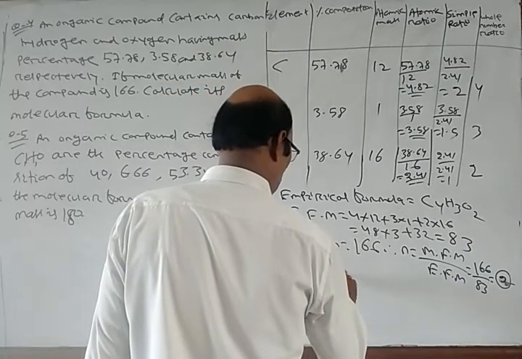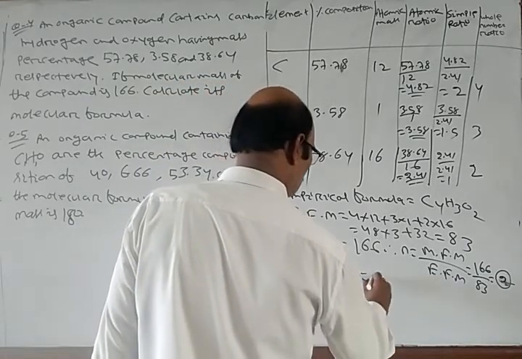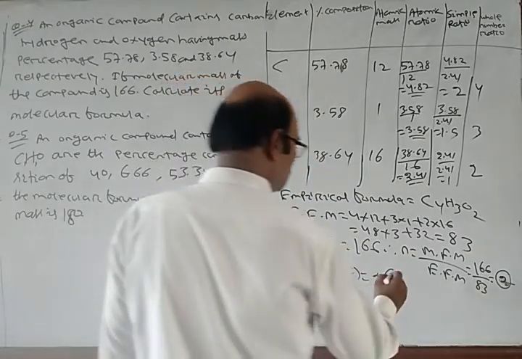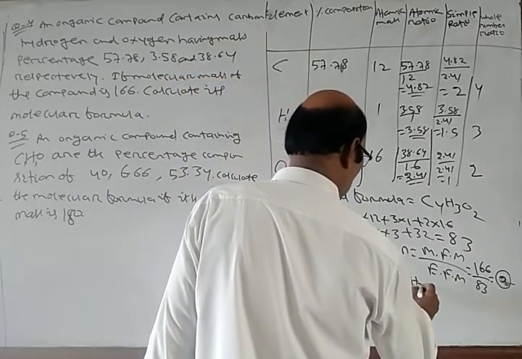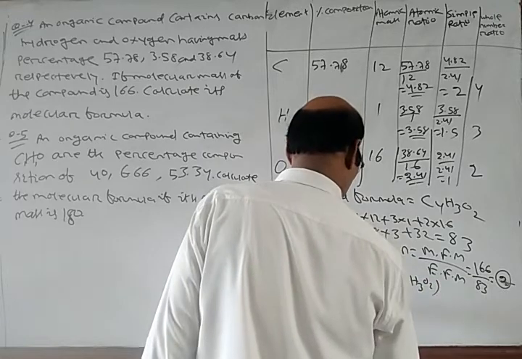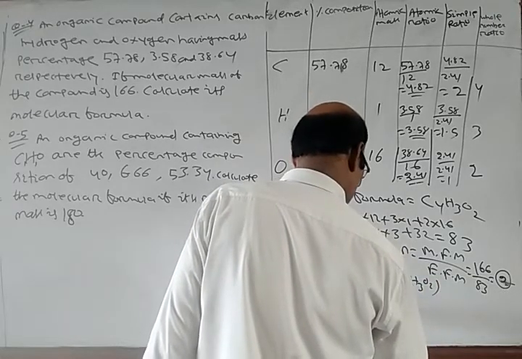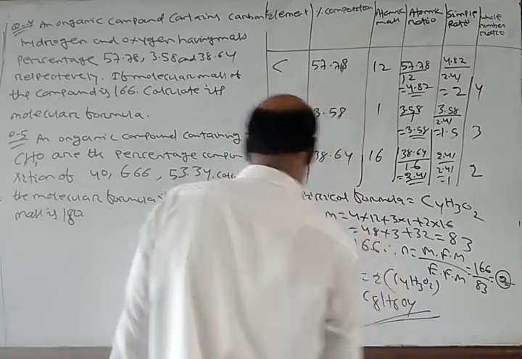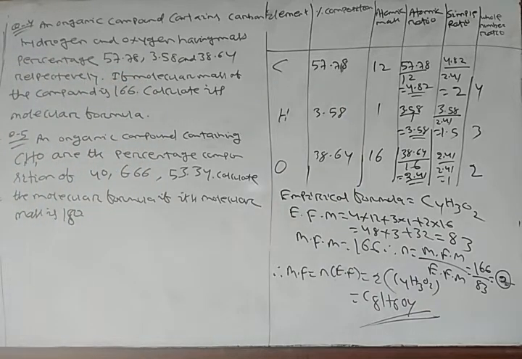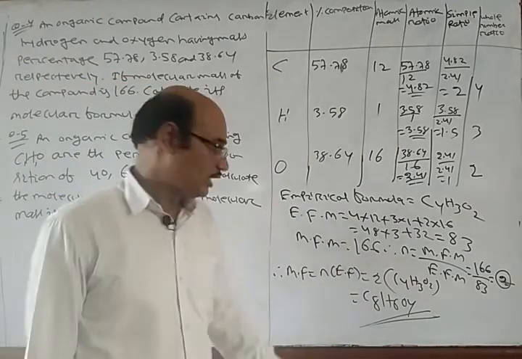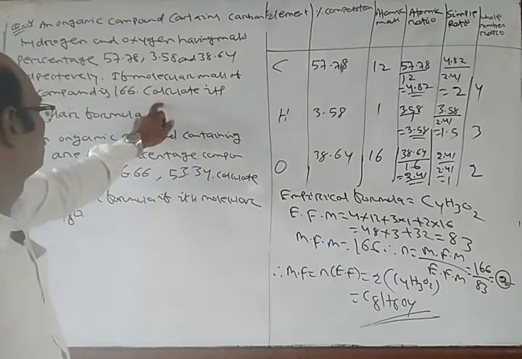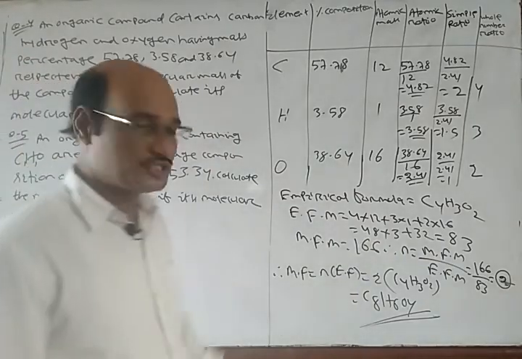Therefore molecular formula equals n into empirical formula. So n is 2, into C4H3O2, we get C8H6O4. So C8H6O4 is the molecular formula of the compound given here. So the answer is C8H6O4.